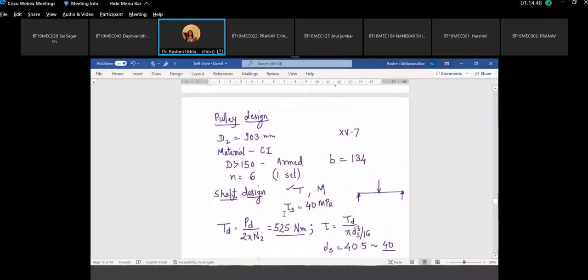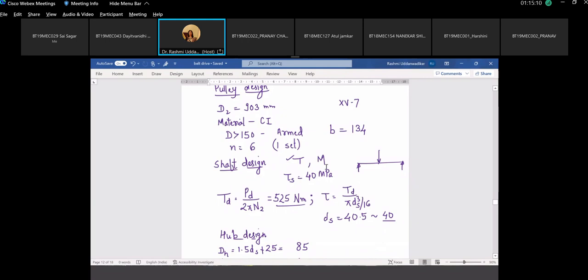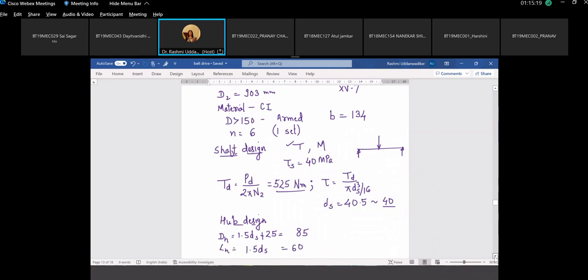Then we start with the pulley design, and we are designing it for the larger of the two pulleys, which is a cast iron pulley. Since the diameter is greater than 150 mm, we are considering an armed pulley with 6 arms for the width of the pulley less than 300 mm. We start with the shaft design, considering only the torque, ignoring the bending moment, and to compensate for this, we are reducing the shear stress to 40 MPa. Using the formula, we find out the diameter of the shaft as 40 mm.